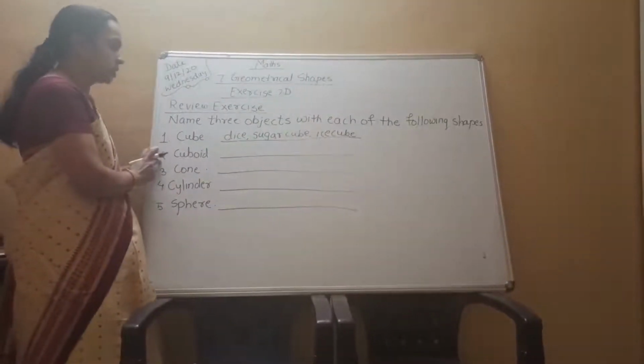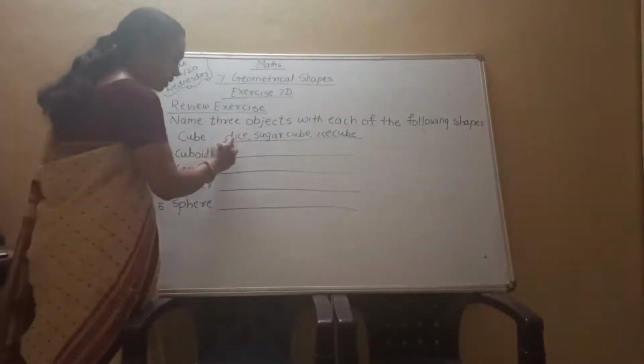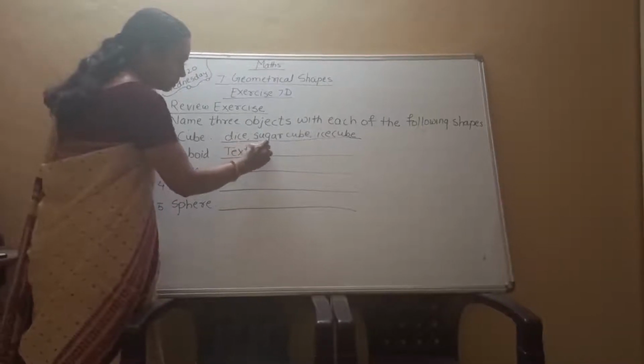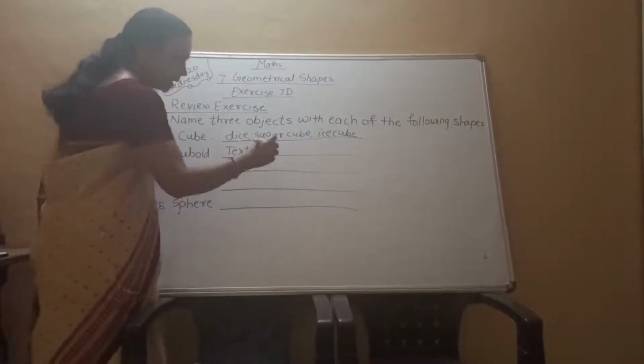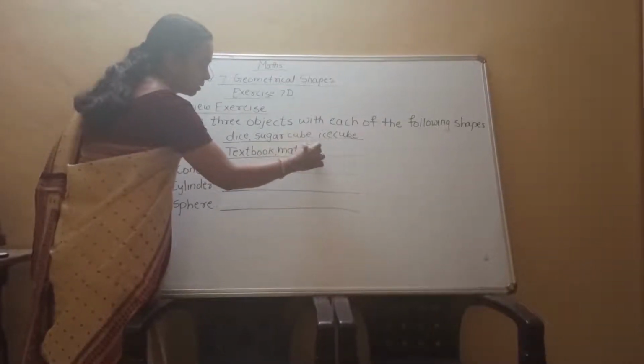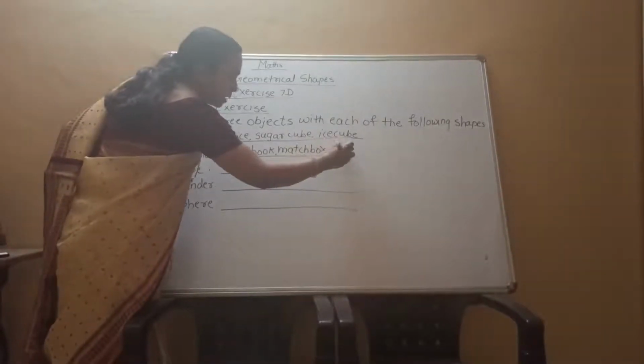Then second example is cuboid. Cuboid is our first example is textbook. Then second example matchbox. Then third example is our cupboard.